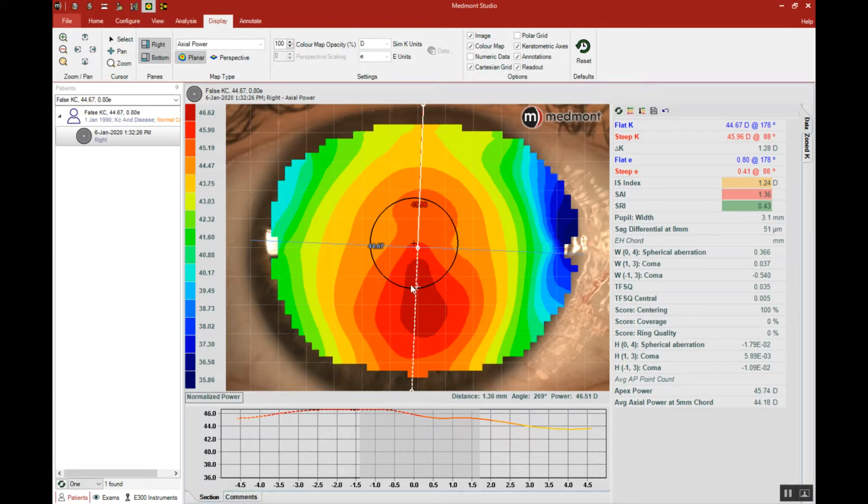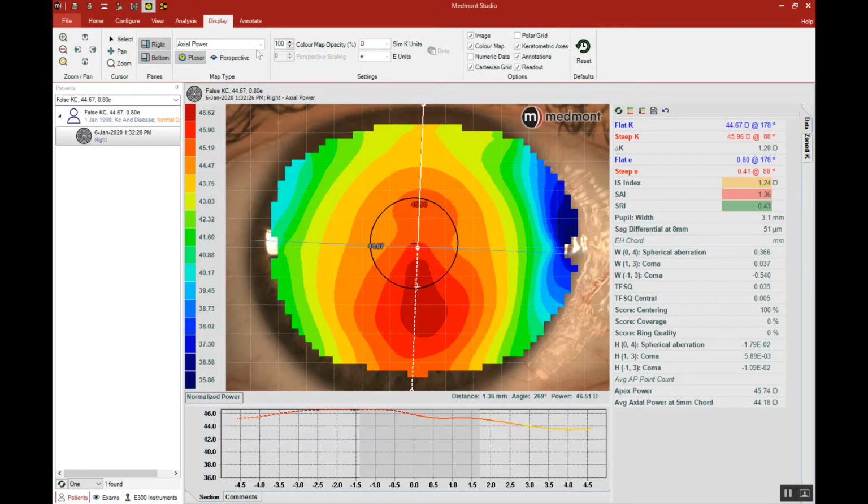Now we might say that this patient is slightly irregular or asymmetric in terms of the power distribution across the eye, but is it really a diseased eye or is it just a droopy, inferior displaced apex? What would tell you that this patient is a diseased cornea, a patient that we might want to consider sending off for corneal cross-linking? Well, on this one Medmont window, we have virtually everything we need.